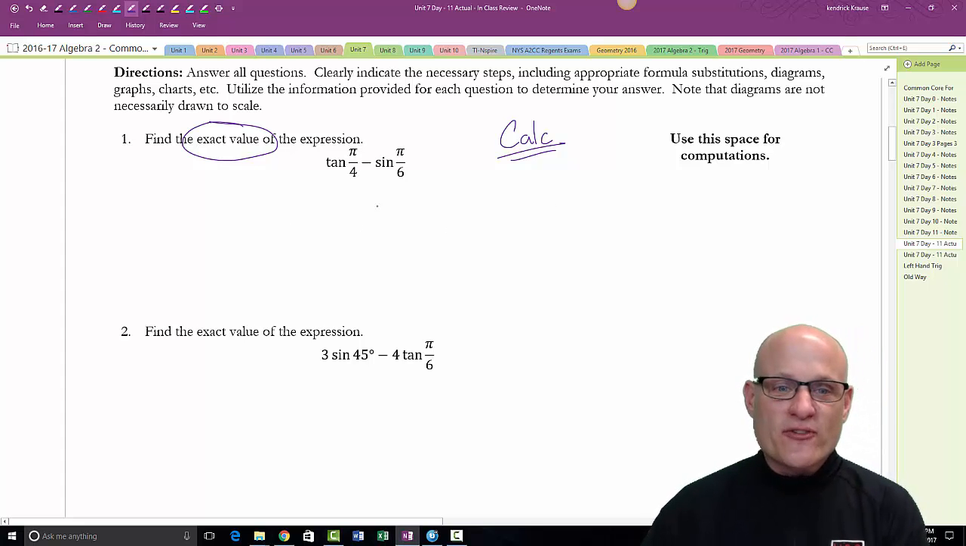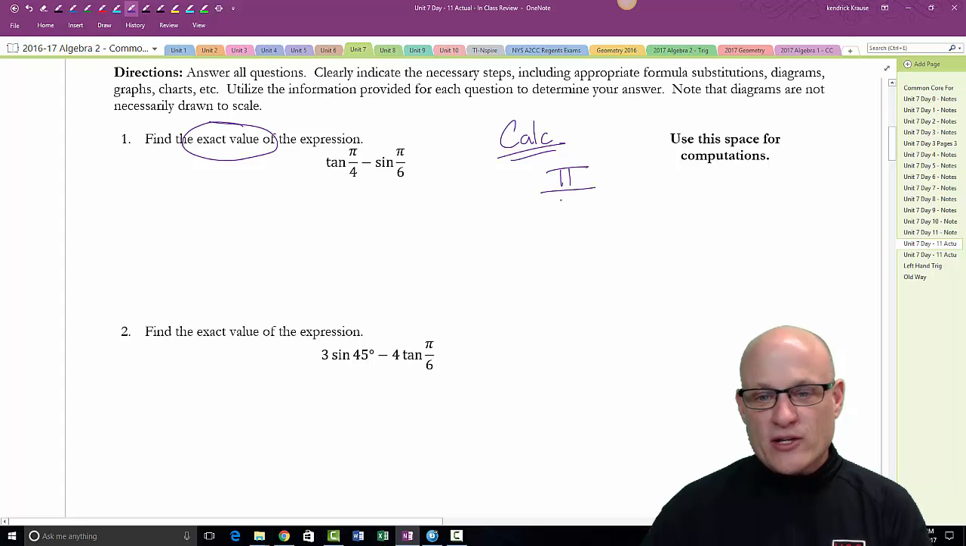So how do I convert? If you don't like pi over 4, you can just convert from radians to degrees.